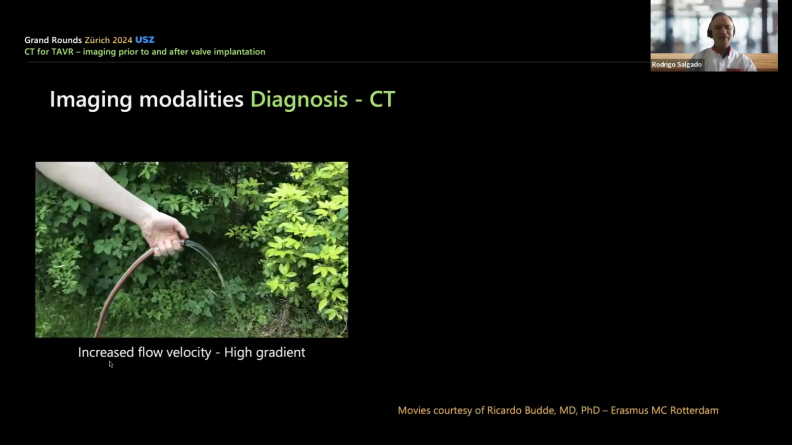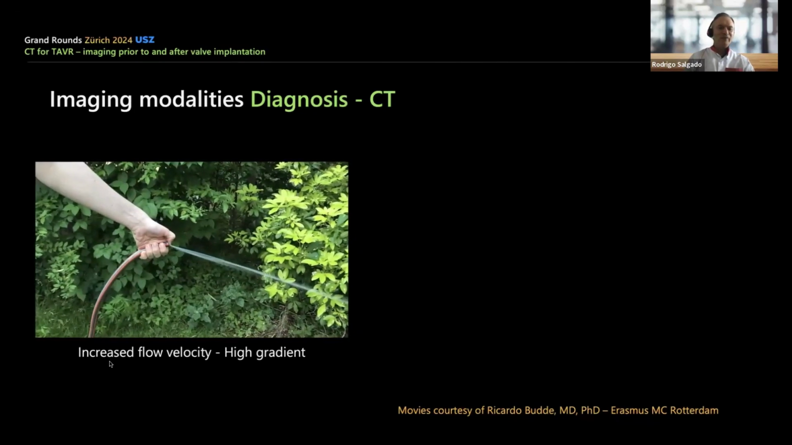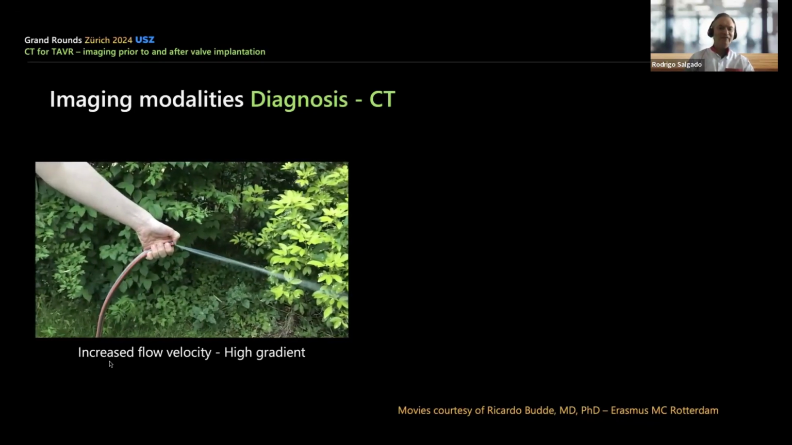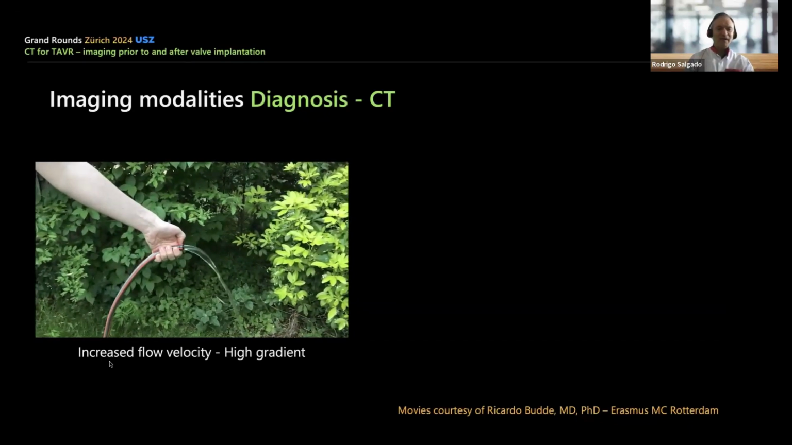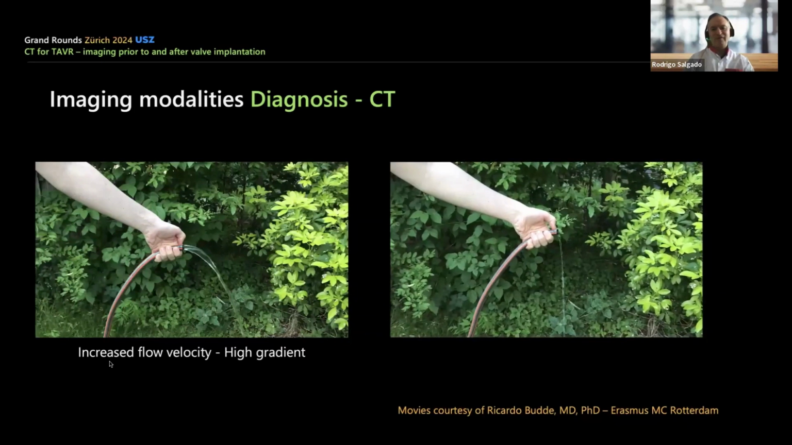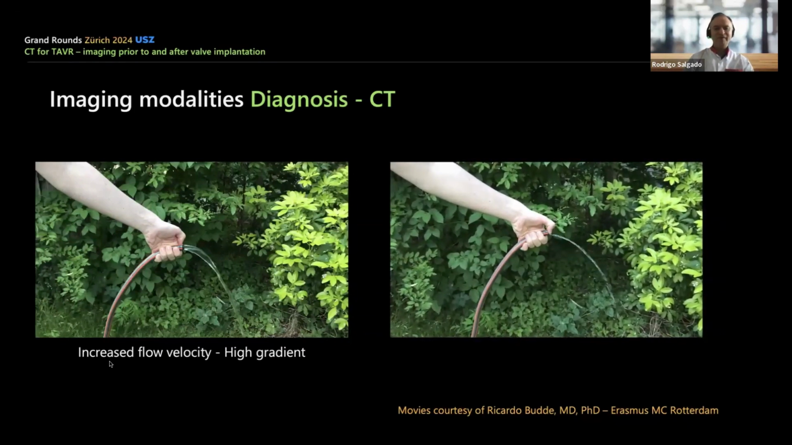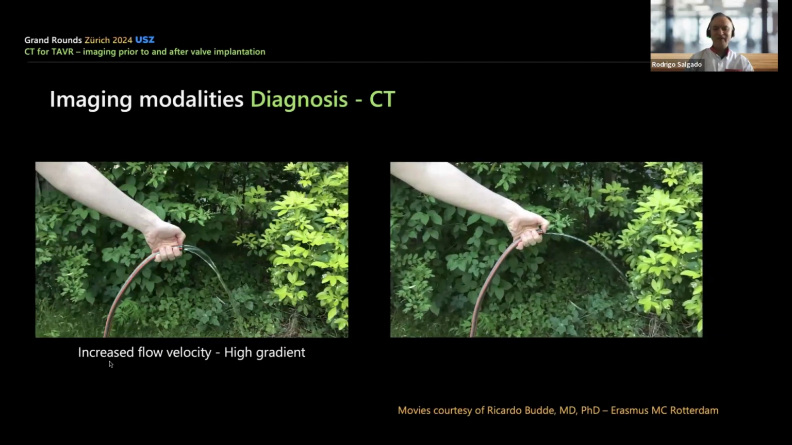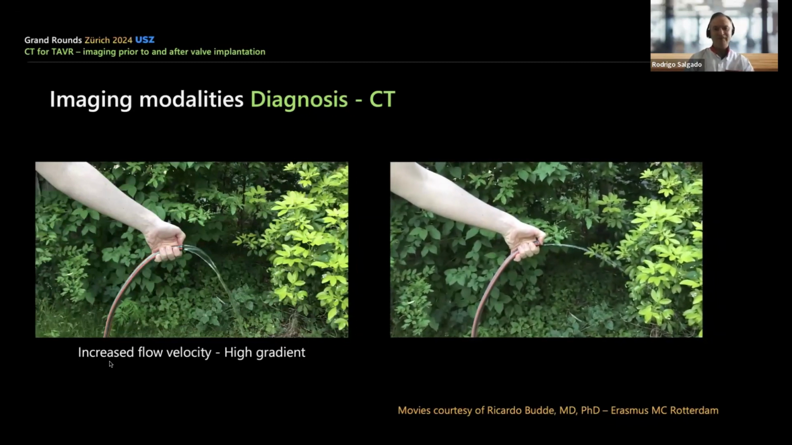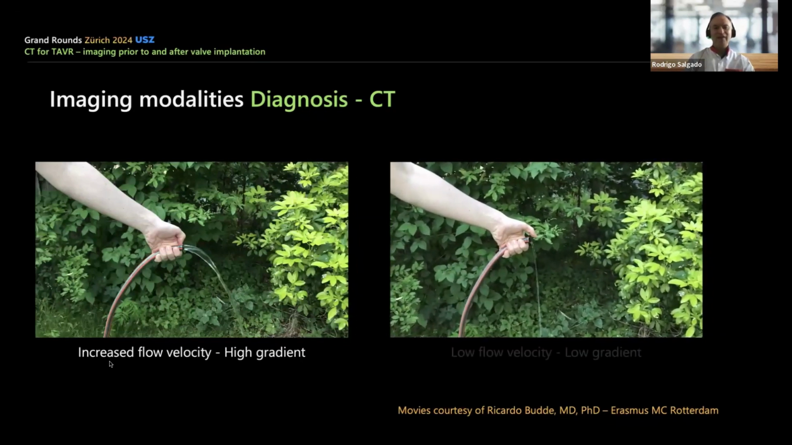Now, I would like to use this brilliant illustration from Ricardo Budden. This is the normal situation. When you have a stenosis, your flow velocity increases, as you can see here. But when you already have a low flow, because, for example, you have low ventricular output and you have a stenosis, you can see here that the flow velocity does not increase that much. So even when you have severe aortic valve stenosis, there is still low flow, low gradient.